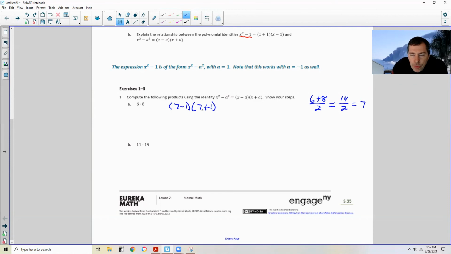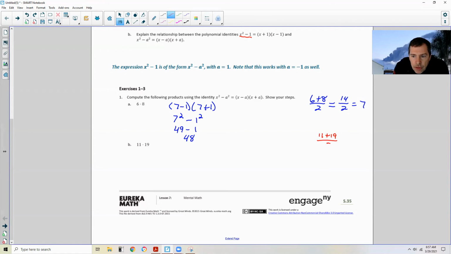So once I do that, x squared minus a squared is x minus a times x plus a. So this would be 7 squared minus 1 squared, which is 49 minus 1, which is 48. And that's pretty neat, isn't it? 6 times 8 is 48. All righty. So then if I do that again over here, let's go off to the side.